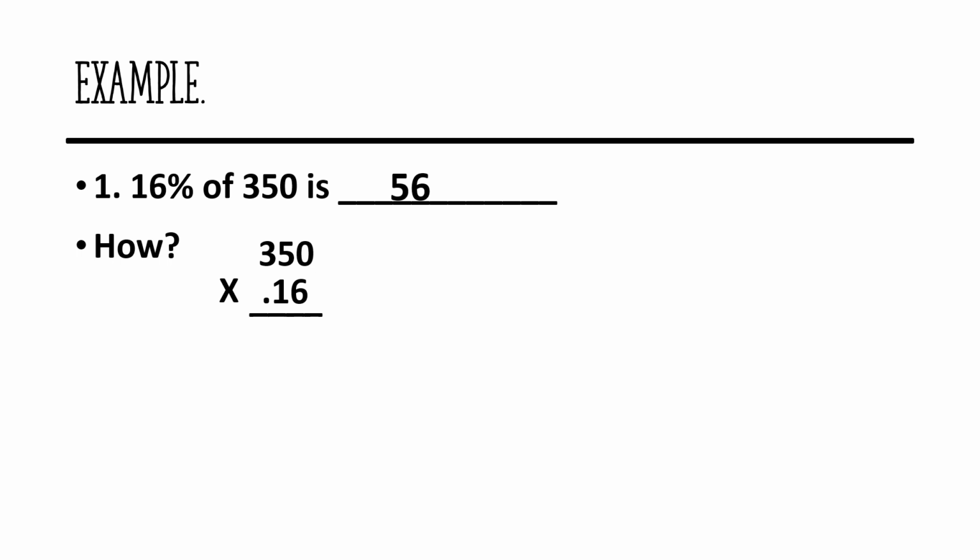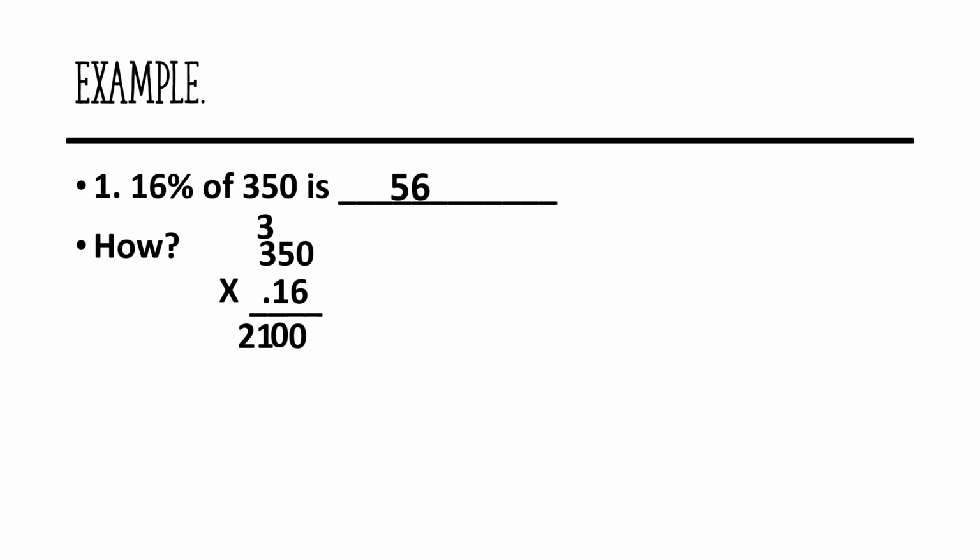So again, 350 times 0.16, we first multiply the first digit. 6 times 0 is equal to 0. 6 times 5 is equal to 30. Bring down 0, carry 3. 6 times 3, which is equal to 18, plus 3 is equal to 21.